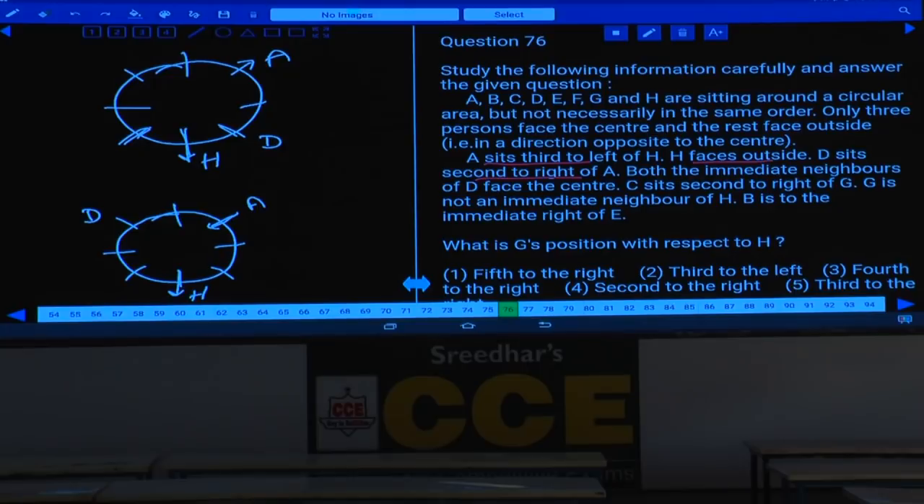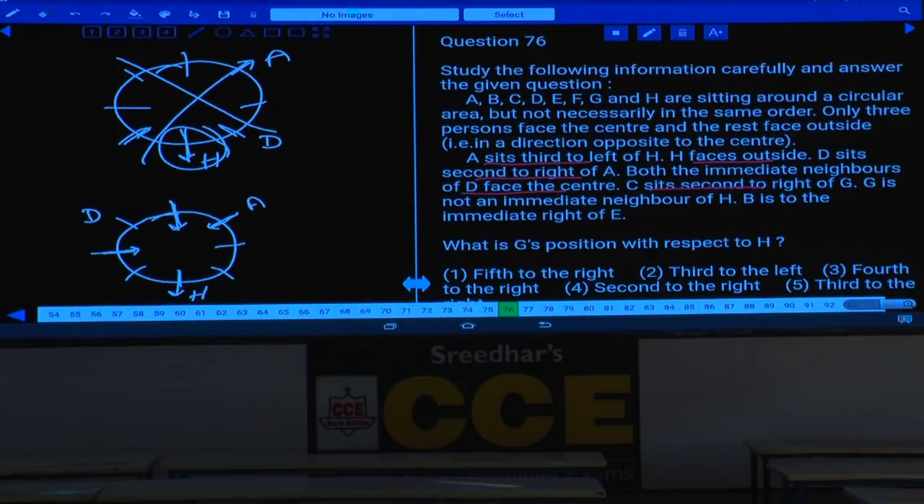Then both the immediate neighbors of D face the center. Immediate neighbors of D face the center, and these 2 persons face the center. But whereas in the first case, what happens here? One of the immediate neighbors of D is H. Now H is facing away from the center, and this case is completely ruled out. Clear now? Finally, we are left with only one case.